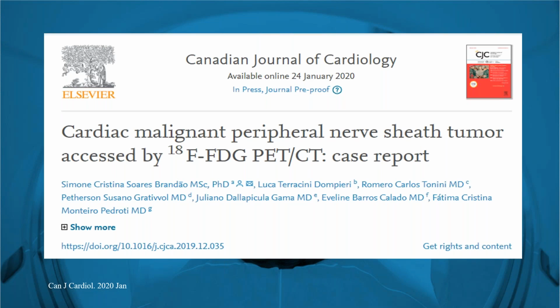Just published in January in the Canadian Journal of Cardiology. It's called the Cardiac Malignant Peripheral Nerve Sheath Tumor Assessed by the FDG PET CT, written by me and Simone and the other authors from Espírito Santo.